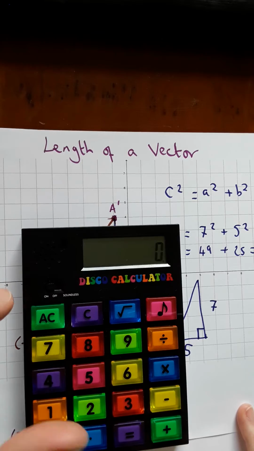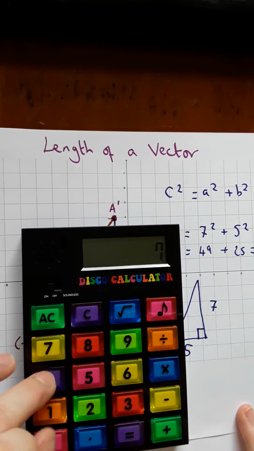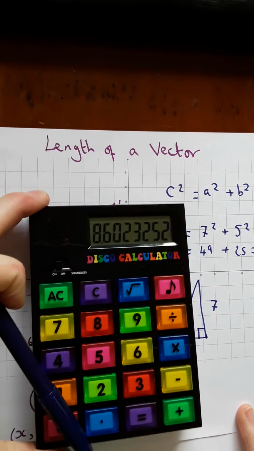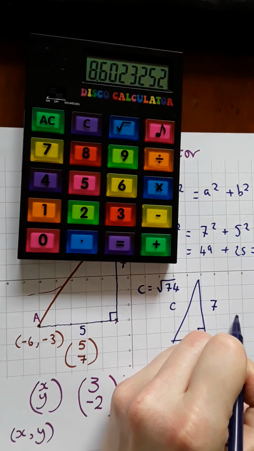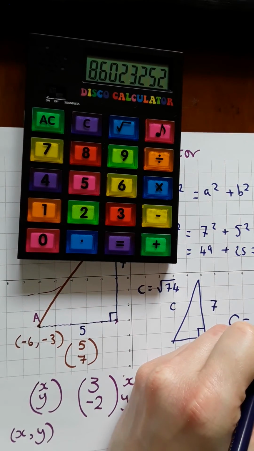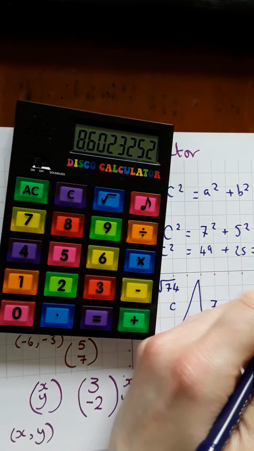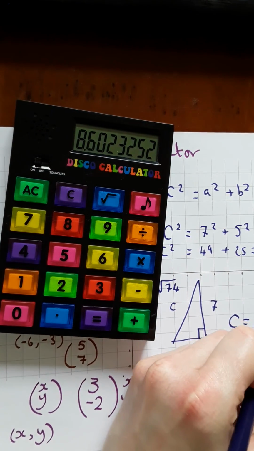So let's use my calculator. 74, the square root of it is 8.602. So I know that c is 8.602 to one decimal place.